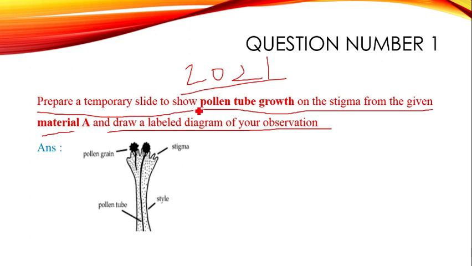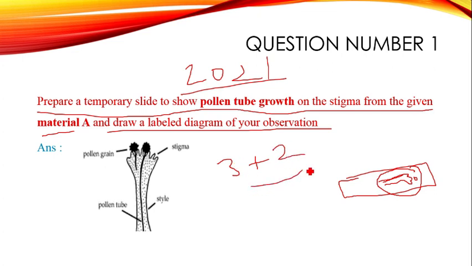For this, what do we have to do? You have to prepare a slide which will show the pollen germination. For this, you have to take the stigma of a flower. You can take the stigma of brinjal or the stigma of datura, anyone you have to take. Then you have to prepare a slide for it. Then you have to observe pollen tube growth in the stigma. Okay, for preparation of the slide 3 marks, plus here you need not write anything, simply you should draw the diagram. For drawing 2 marks, total 5 marks.